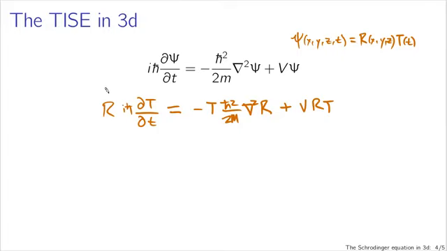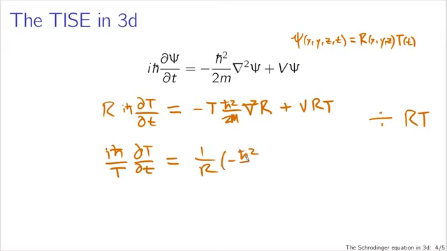And to fully separate the position and time dependence, I'll take this whole equation and divide it by RT. And when I do that, I'll get i h bar over T times the partial derivative with respect to time of the T part being equal to 1 over R times minus h bar squared over 2m del squared R plus V R.